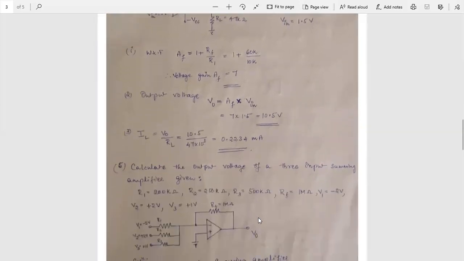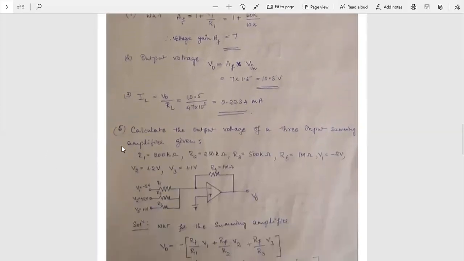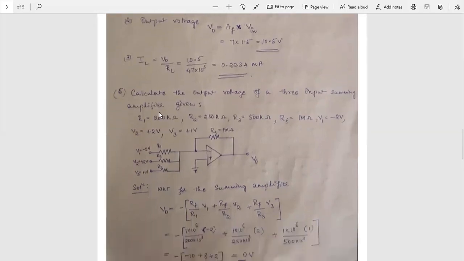So now let us take the next problem. Calculate the output voltage of a 3-input summing amplifier. So this problem is related to inverting summing amplifier. So we need to calculate the output voltage of 3-input summing amplifier.